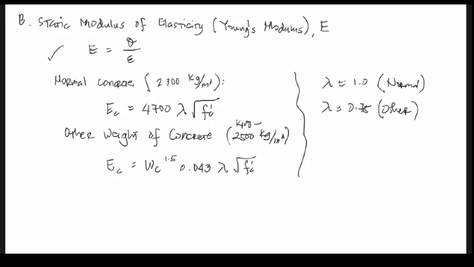But if it is given that it is a normal concrete, you can use directly the formula EC equals 4,700 lambda square root of FC prime. Or for other weight of concrete between 1,400 to 25 kilogram per cubic meter, you can use the formula EC equals WC raised to 1.5 multiplied by 0.043 lambda square root of FC prime, wherein lambda is equal to 1.0 for normal and 0.75 for other weight of concrete.